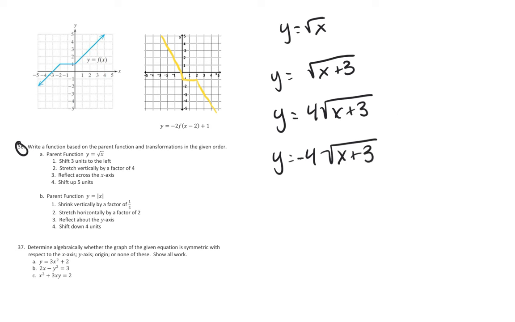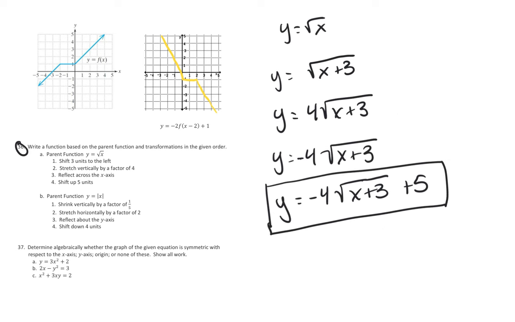And then our last transformation is shifting it up by 5 units. So we just need to tack a plus 5 on the end of our function. And so we get -4 square root of x plus 3, plus 5. So this is our final function here.